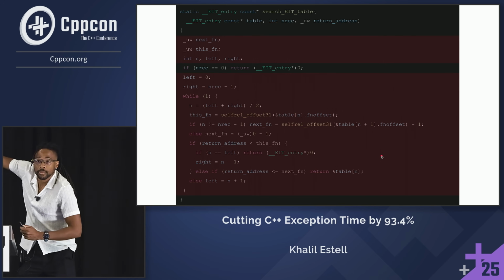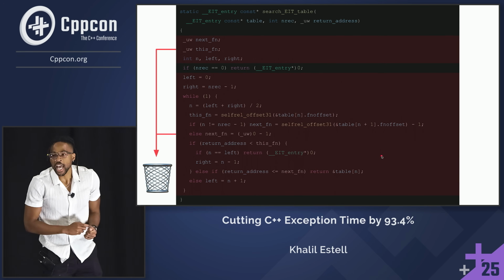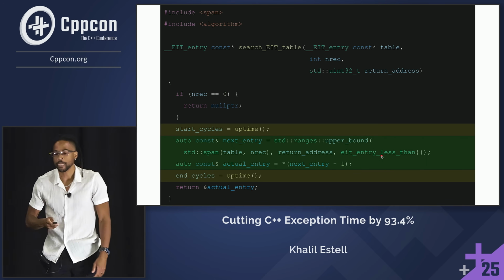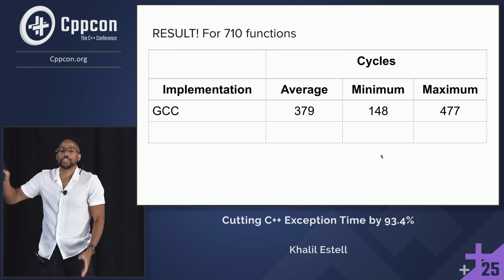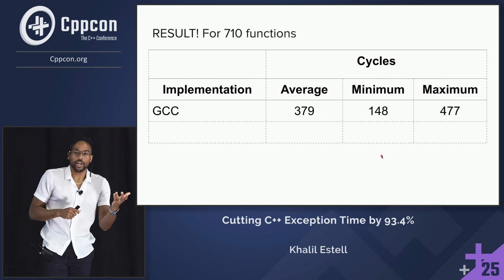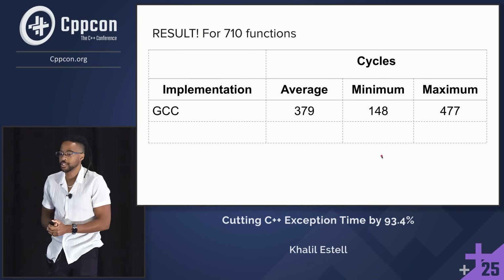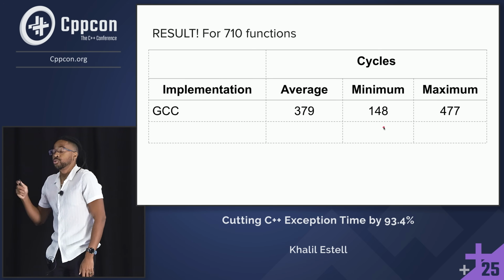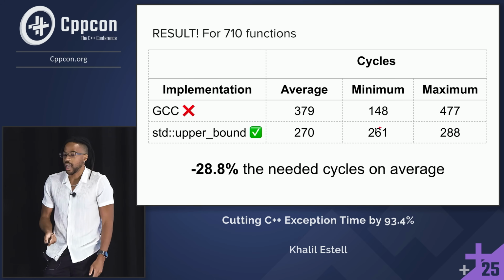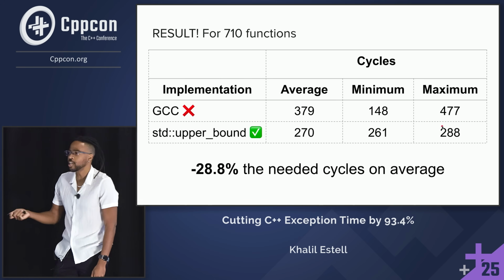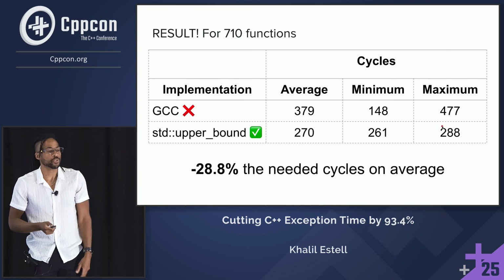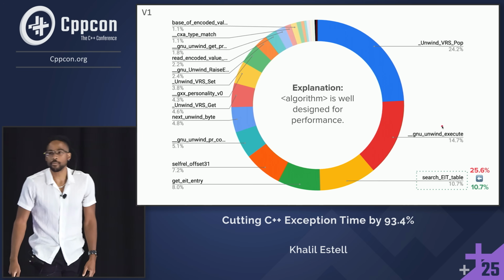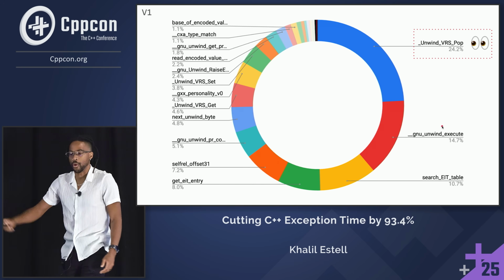So here's what I did. I took all of this code, and I threw it into the bin. I then replaced it with standard ranges upper bound, put some cycle counters so I can see how many cycles it took. And then I looked at the results for around 710 functions inside of a program. GCC had between 379 for the average cycles that it took on the 64 megahertz device. And you can see what the spread of the numbers are from 148 to 477. So upper bound, though, the average is around 270, and the minimum is 261, and the maximum is 288. So we end up reducing our runtime by about a quarter percentage, 28%. So that takes this function from 25% down to 10.7% of the whole runtime. Cool, we're making progress. Let's keep going.